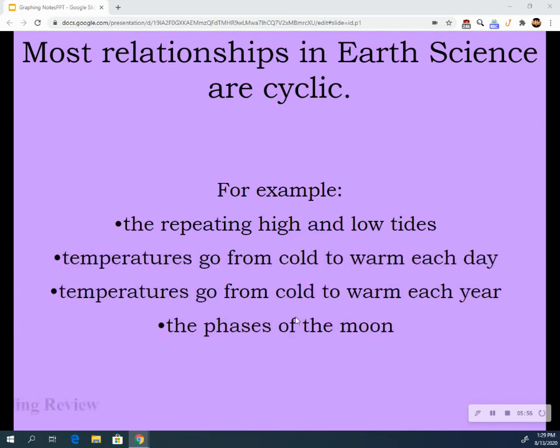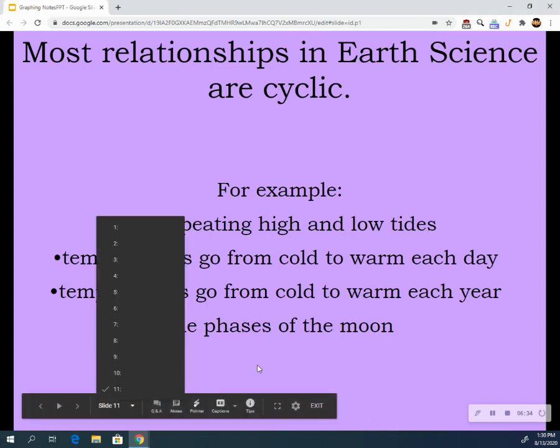For those of you that are in earth science, we deal with cyclic relationships more often than anything else. Think about high tides, low tides. Think about the phases of the moon, the length of a year, the amount of time in a day. The temperatures go from cold to warm each day, cold to warm each year, and then they go back to cold. Same thing happens with the movement of the plate tectonics. These are all directly related.